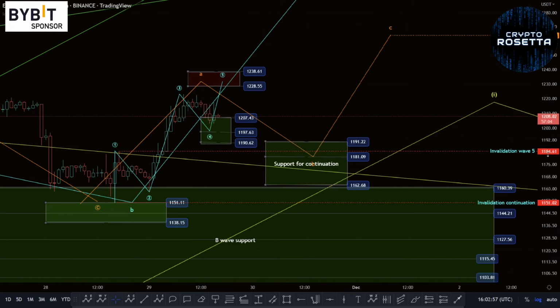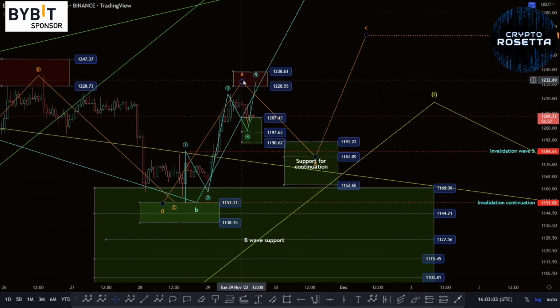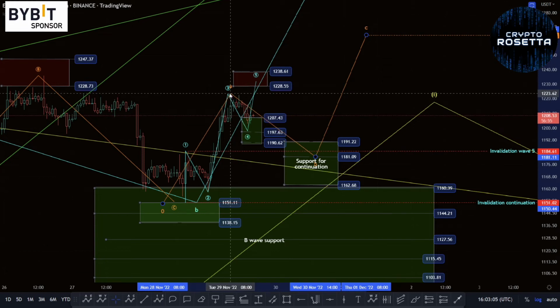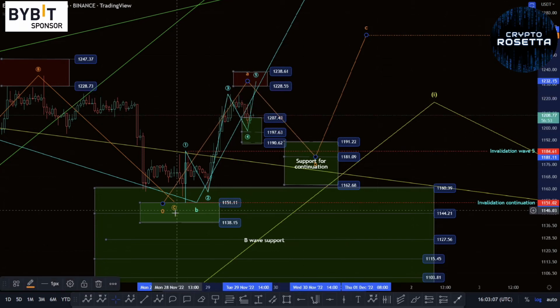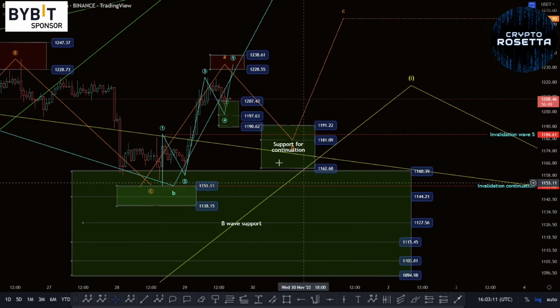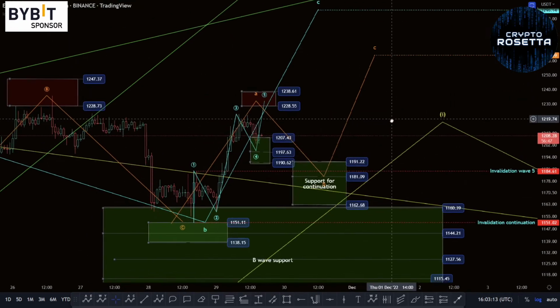It can't go lower than this 1,184. If it does, that invalidates that 5th wave, and then we would have to just look at this as a completed move here, and this ABC could still potentially play out. Alternatively, the ABC down that we looked at previously could play out too.